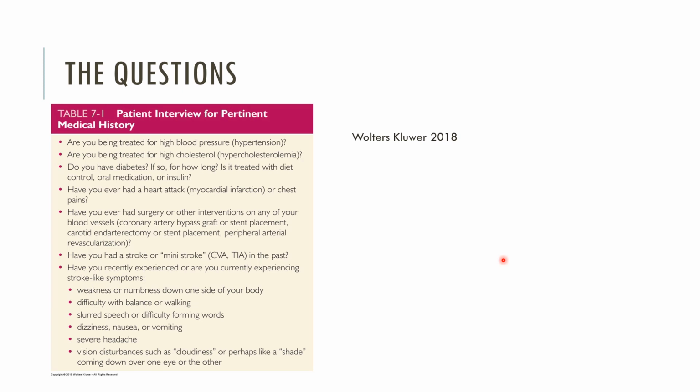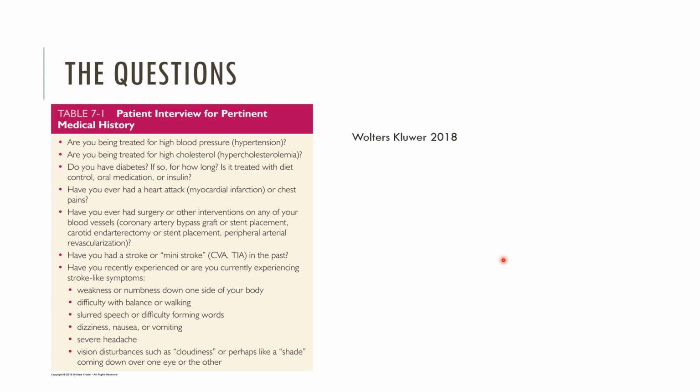We also want to see if they've had a heart attack or myocardial infarction or chest pains. This could be indicative of maybe some atherosclerotic changes in the heart. If they happen to have atherosclerotic changes in the heart, they might have it elsewhere in the body. So this would be a good indicator that they are at increased risk. We want to see if they've had surgery or other interventions on their blood vessels, which would again indicate that they have had arterial disease and are at higher risk of having it in their carotids as well. We want to check to see if they've had a stroke or a mini stroke in the past.